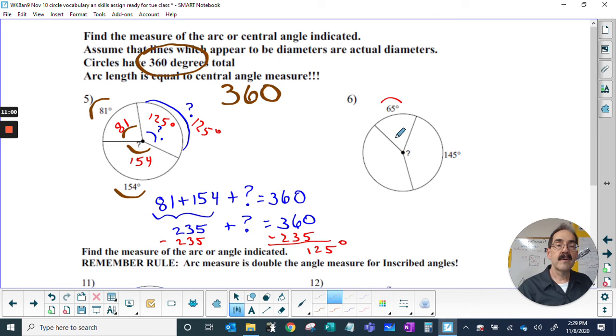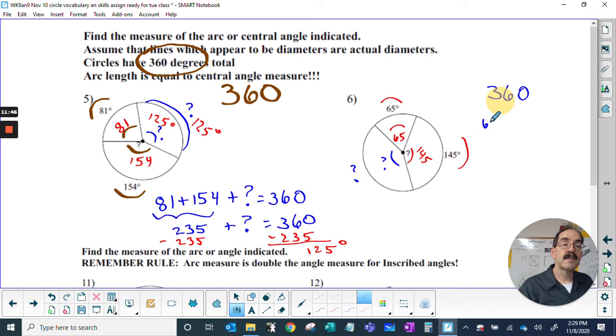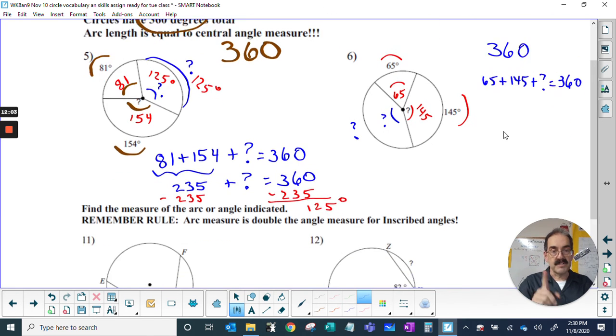Arc 65, central angle has to be the same, 65. Arc 145, angle has to be 145. You do the math and calculate the central angle and the arc length. Remember, everything starts with 360 degrees. 65 plus 145 plus something equals 360. Okay? So in class, we did that activity. All right? Pause the video, you give it a try.